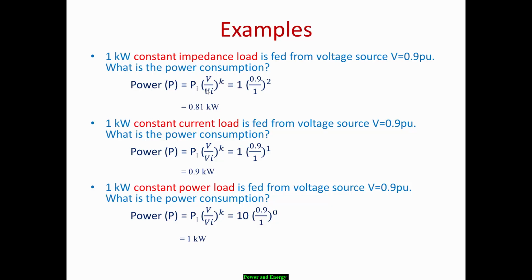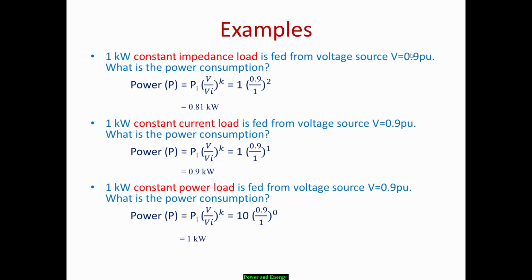What is your Vi? Vi is your nominal voltage. Nominal voltage is 1 per unit. What is the Pi value? Pi value is 1 kilowatt, the load for the corresponding nominal voltage. What is this V value? V value is 0.9. For this V value we are calculating power P. So use this formula and find out power as 0.81 kilowatt.